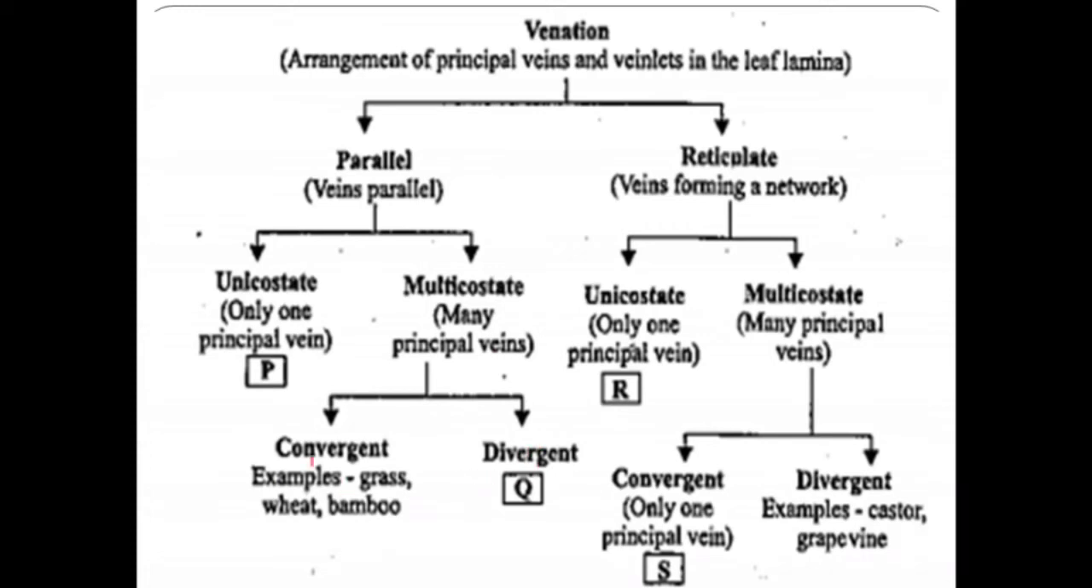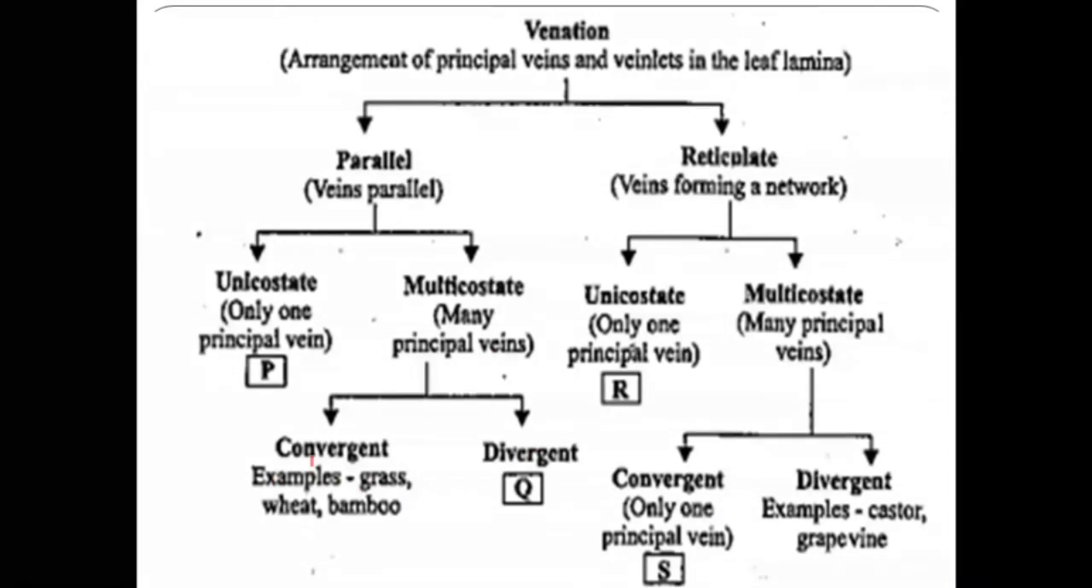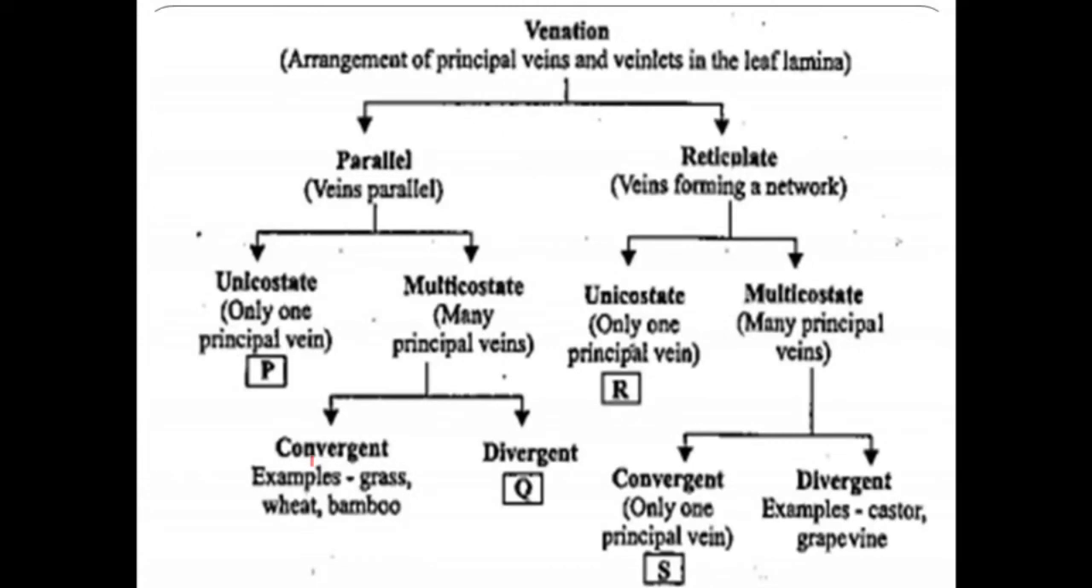Convergent means all the midribs originate from the leaf base, gradually go through the lamina, and attach or fuse at the apex of the lamina. This type of arrangement of multicostate leaves we call convergent. Example: grass, wheat and bamboo.